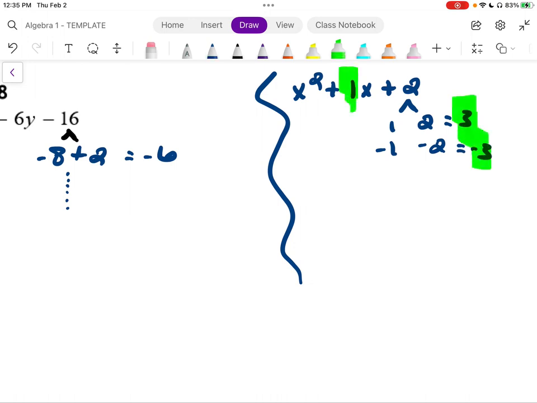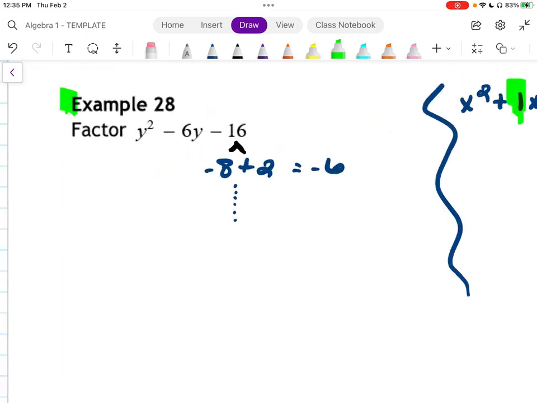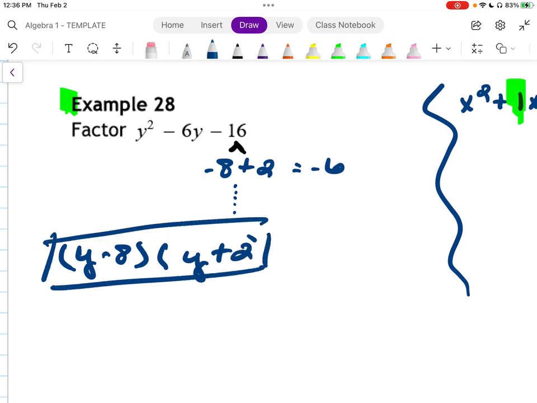So I just want us to recognize that these examples, and also the homework over this section, are set up such that they work out. In the future, you might get ones that don't work out, and you'd have to be able to recognize that, well, this doesn't work out. And then we'll be learning other methods to solve after that. But going back to 28, we found out that it's a -8 and +2. So we'll have y minus 8 and y plus 2. And that's that.